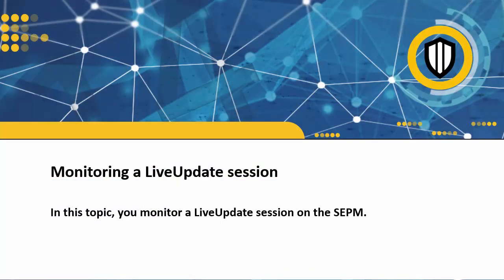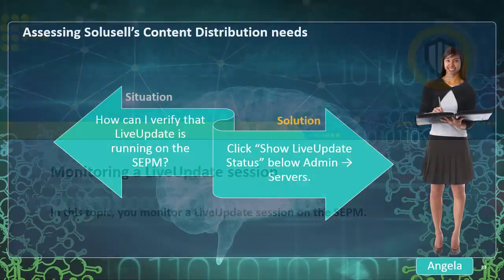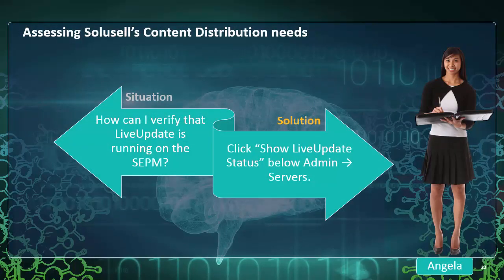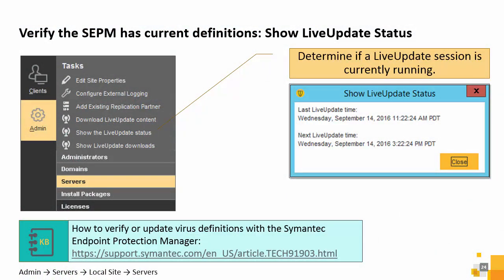This is the Monitoring a Live Update session topic. Angela wants to know how she can verify that Live Update is running. In the Symantec Endpoint Protection Manager, she can click Servers below Admin and then choose Show Live Update Status. To determine if the SEPM has current virus definitions, browse to the Servers section below the Admin tab. Click Show Live Update Status to see if a Live Update session is running. You can also reference the home page to see whether new definitions are available for Live Update.